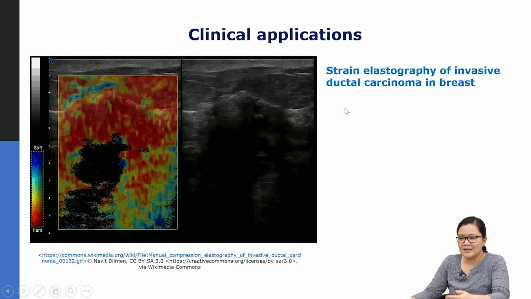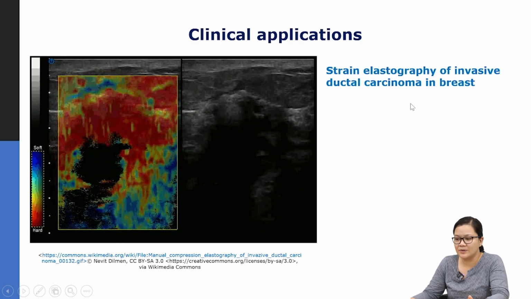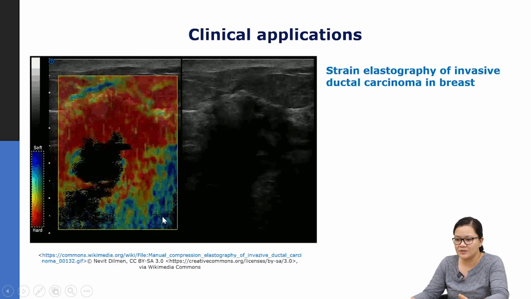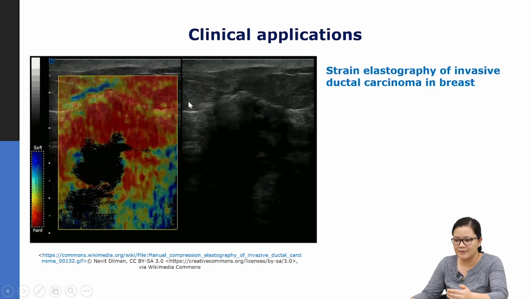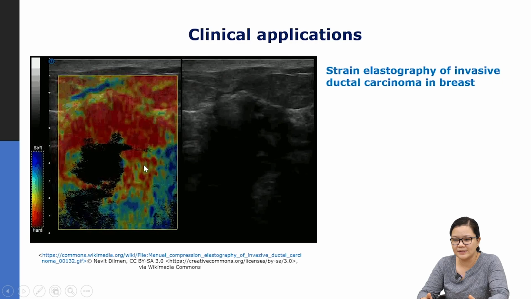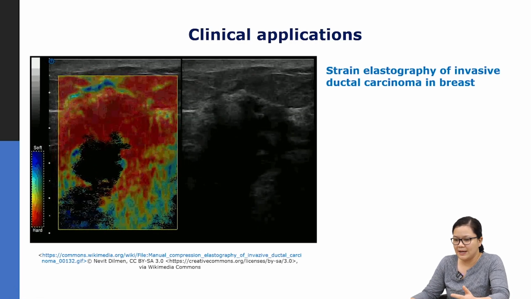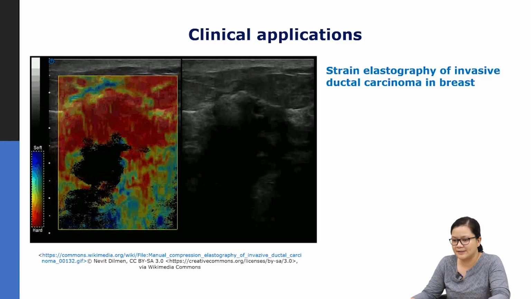Another application is elastography of invasive ductal carcinoma in the breast right here. This is a nice image that shows you motion being applied in the ultrasound image of a tissue here, and you can see the strain being calculated almost in real time. So these kinds of images can help the clinician assess exactly where the tumor is.